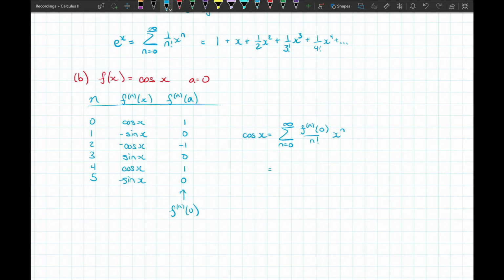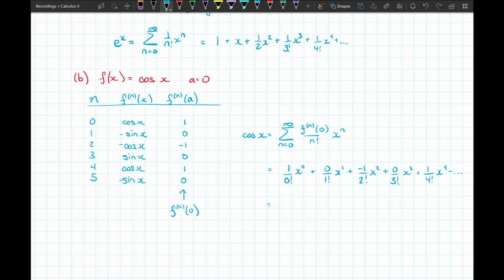So starting with n equal to 0, the nth derivative at 0 is equal to 1. 1 over 0 factorial times x to the 0. And when n equals 1, we have 0 over 1 factorial x to the power 1. When n equals 2, we have -1 over 2 factorial x squared. When n equals 3, we have 0 over 3 factorial x cubed. When n equals 4, we're back to being positive 1 over 4 factorial x to the 4, and so on.